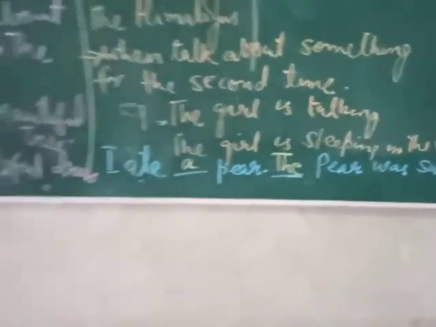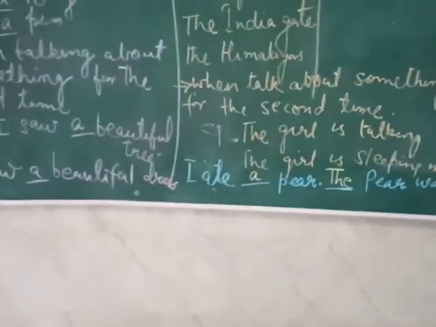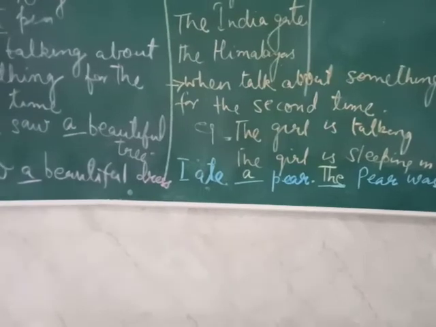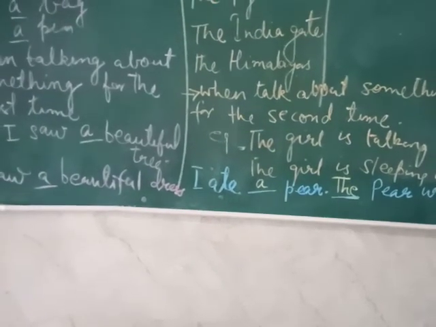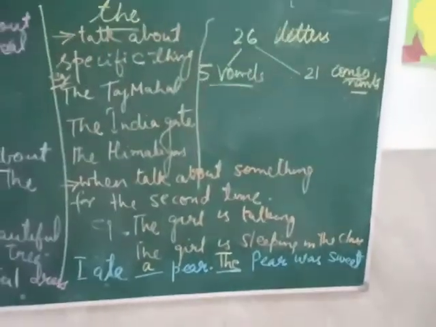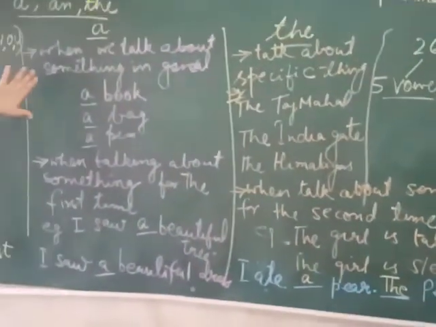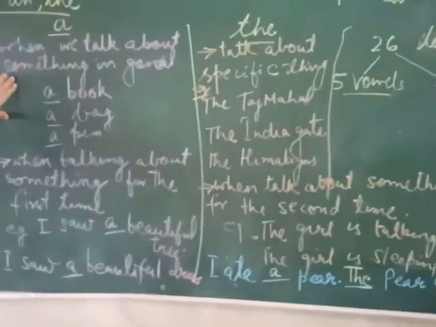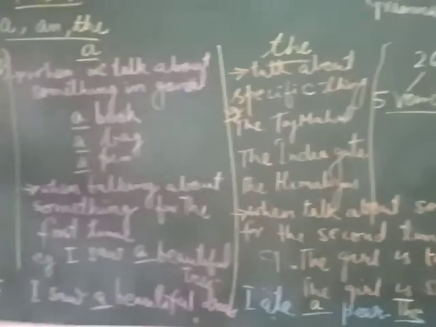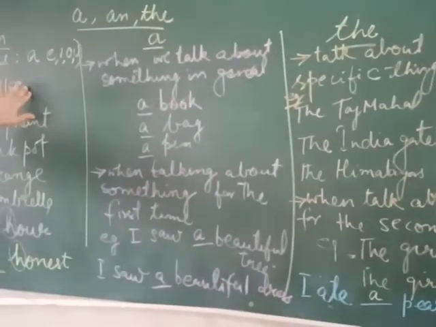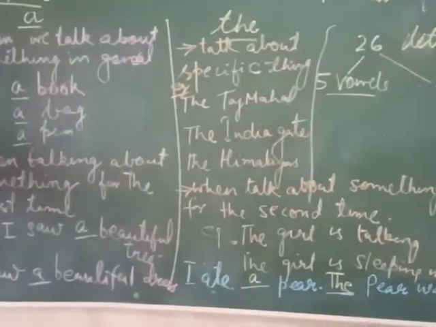Is that clear? What you have to do is you have to first keep in mind English alphabets 26, 5 are vowels, 21 are the consonants. A is used before the consonants, and An is used before the vowels. Is that clear?